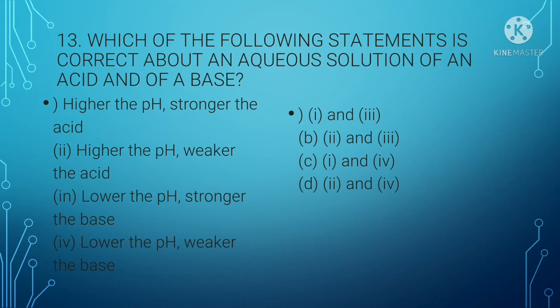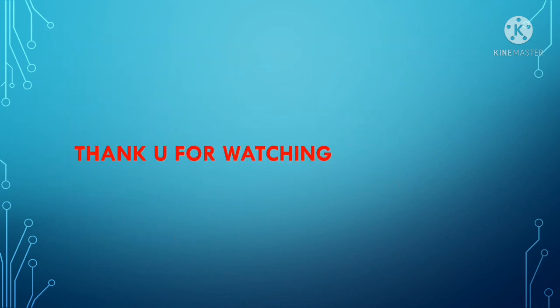So look at these statements once again. Higher the pH, stronger the acid. This is wrong. Higher the pH, weaker the acid. This is okay. Lower the pH, stronger the base. No, it's wrong. Fourth one, lower the pH, weaker the base. So therefore, the correct answer is the second statement as well as the fourth statement. That is why option D is the correct answer.